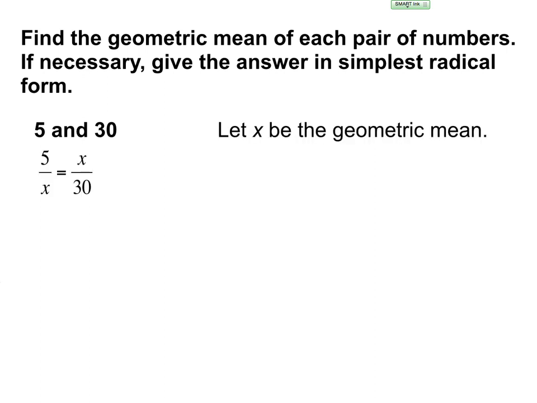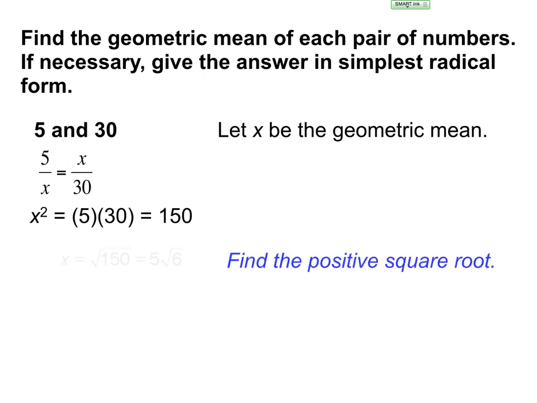Simplifying the square root of 150? About 5 times the square root of 6. That's the geometric mean. If you would put that value in your proportions and reduce, which would be kind of hard to do, they would reduce to be the same thing.